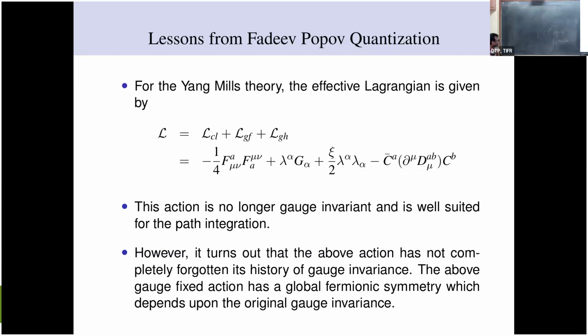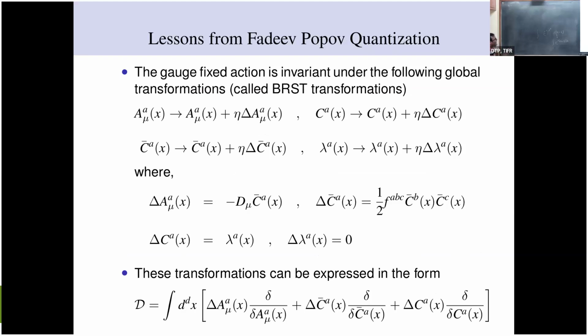This gauge fixed action has a global fermionic symmetry, which depends upon the original gauge invariance. So that is the remnant of your gauge symmetry in this gauge fixed action. And so this gauge fixed action is invariant under this transformation, which is our BRST transformation. So suppose you change all the fields involved in this manner.